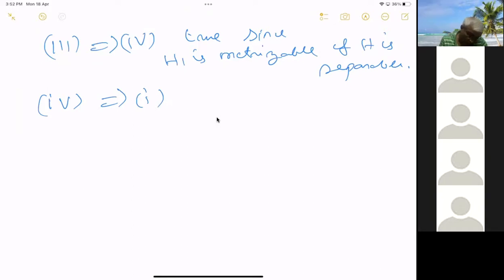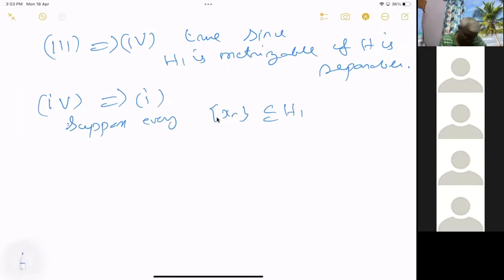Okay. So assume 4. 4 says that for every xn contained in H1, there is a subsequence.